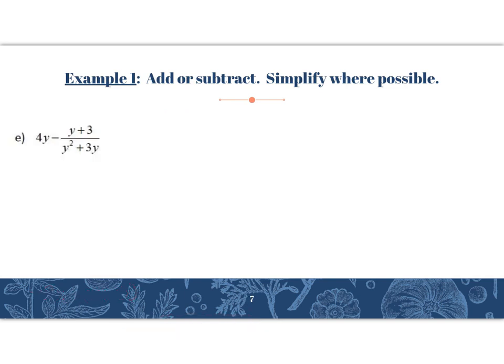All right, last problem. We have 4y minus y plus 3 over y squared plus 3y. So the first fraction has a denominator of 1. And our second fraction, if we factor this, it's y times y plus 3. So our common denominator is y times y plus 3.